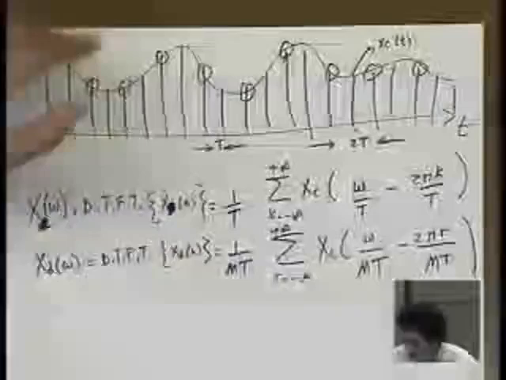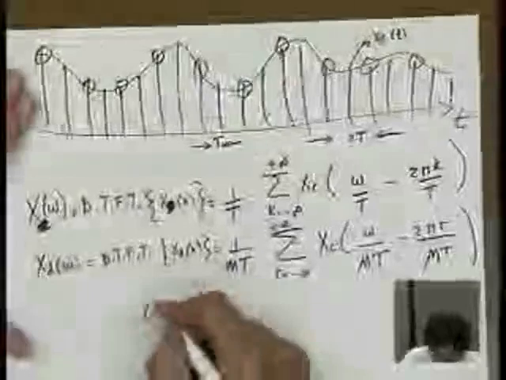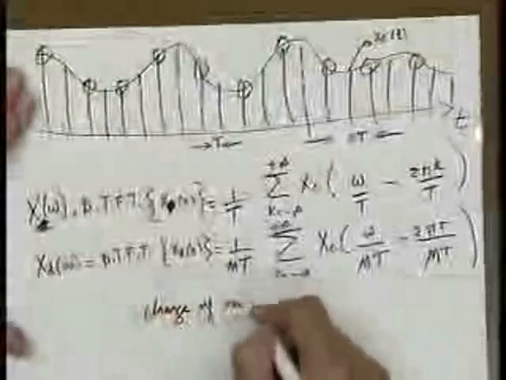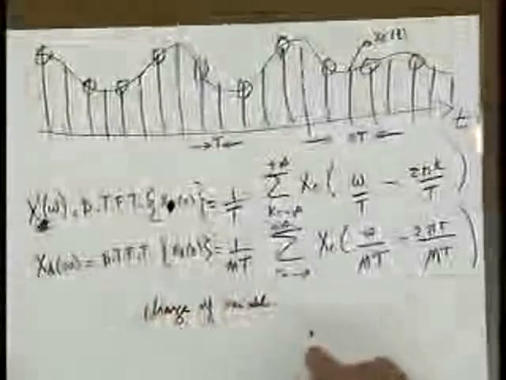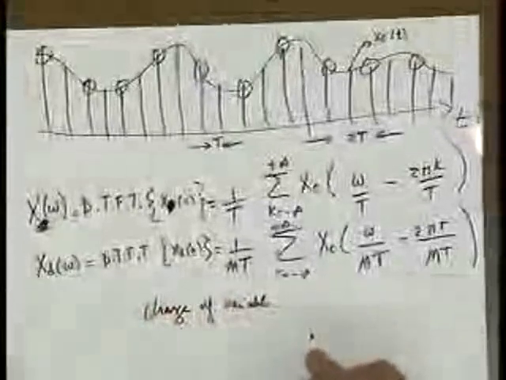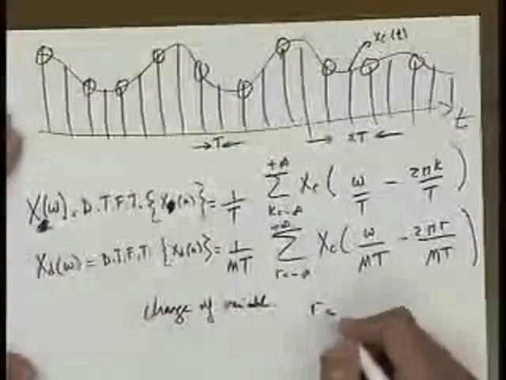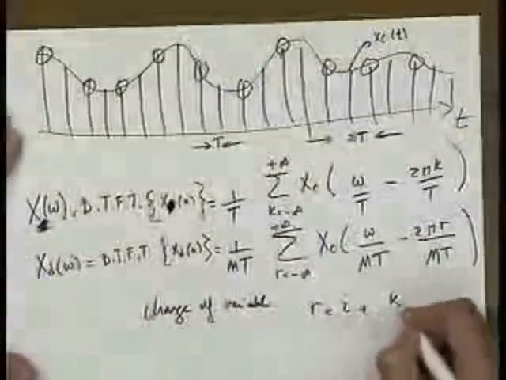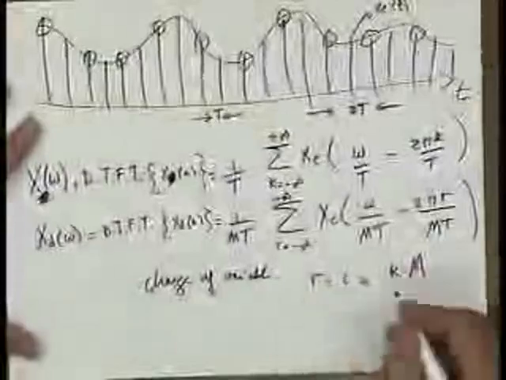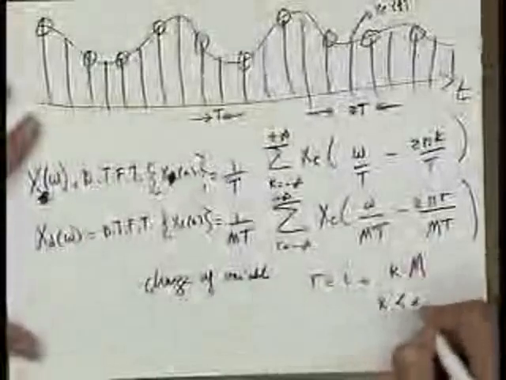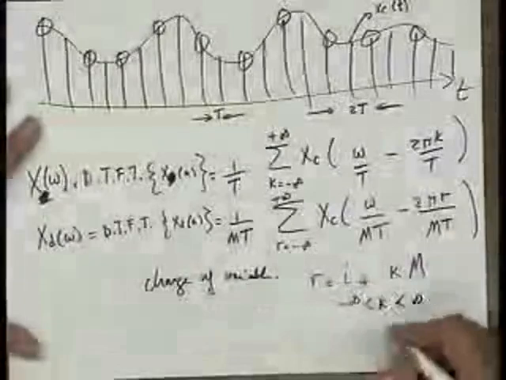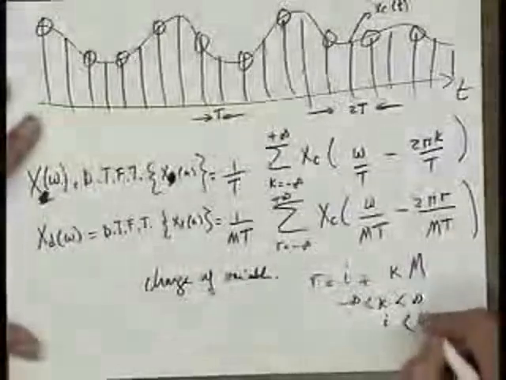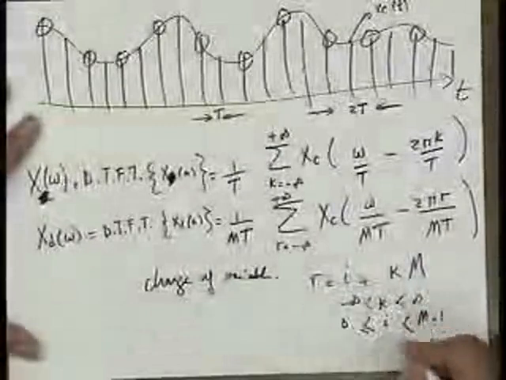So all I did is exploit this relationship that related the continuous time to discrete time. Now I'm going to do a change of variable, which is one of the things you do quite a bit when dealing with discrete summations. I'm going to say r is equal to i plus k times M, where k ranges from plus infinity to minus infinity, and i ranges from M minus 1 to 0.